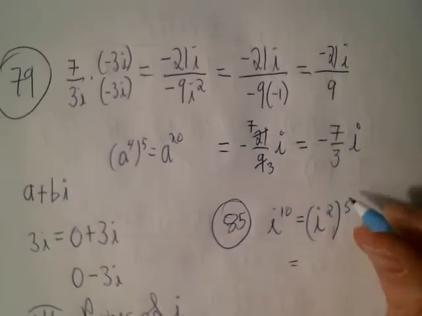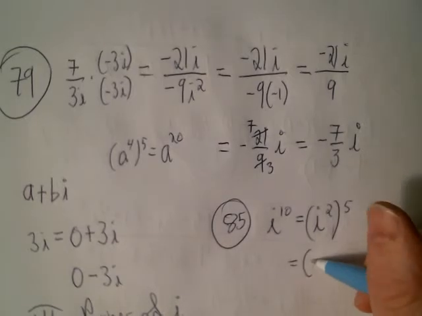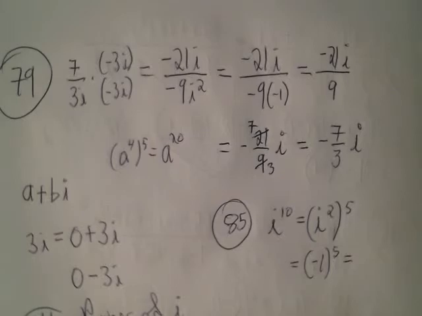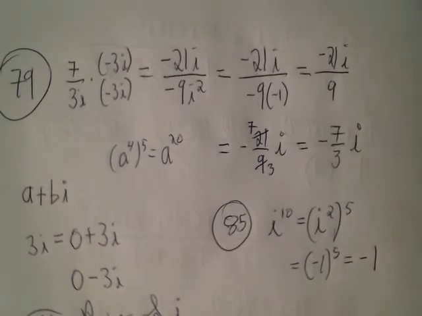Okay, so why would I want to do that? Well, you can replace i squared with -1. And then we know how -1 acts when we raise it to odd or even powers. If you raise it to an odd power, it'll just be -1. If you raise it to an even power, it'll be +1. Okay? So in this case, I get -1.